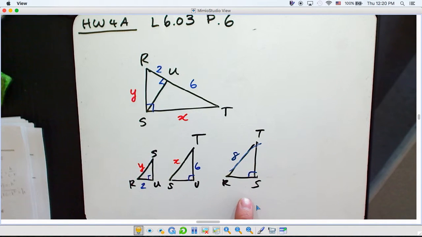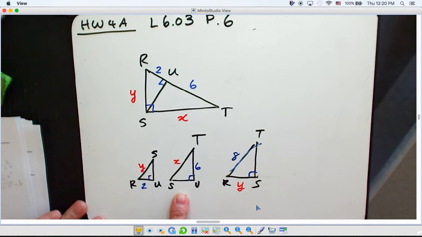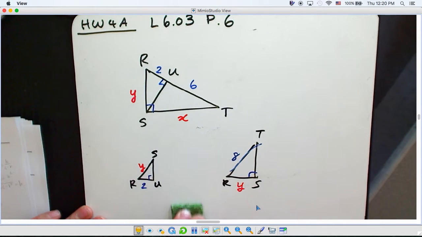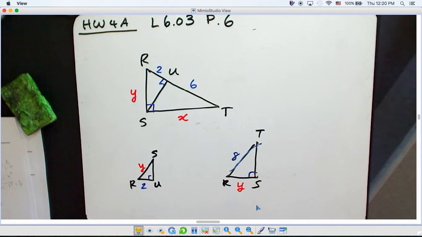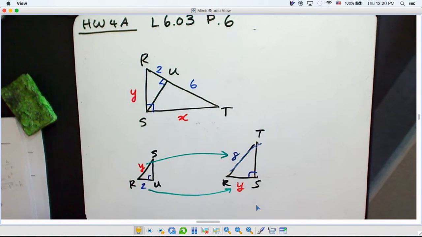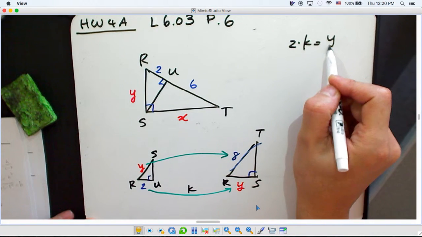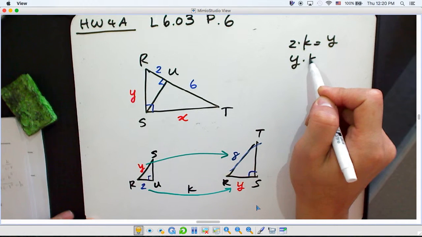Oh, wait a minute. This RS right there is also y right here. You realize that? So maybe we don't really need the one in the middle because we already know the other thing. So let's just eliminate it and look at the relationship. So 2 times something is y, and y times something is 8, right? So 2 times some number, let's say k, must be y, and y times k must be 8.